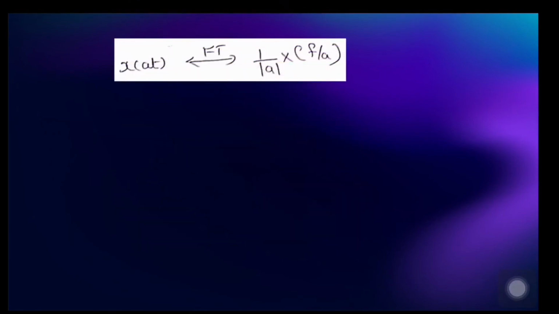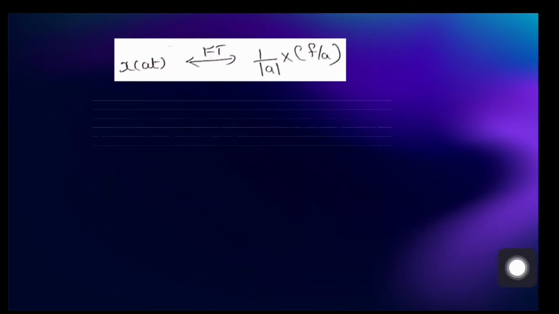According to this property, if X(f) and x(t) are Fourier transform pairs, then x(at) and 1/|a| X(f/a) are also Fourier transform pairs, where a is the scaling factor. We already obtained the inverse Fourier transform of X(f+2), and we are asked to find the inverse Fourier transform of X(3f+2), which means we have to introduce a scaling with a factor 3, and for that we are going to use this property.